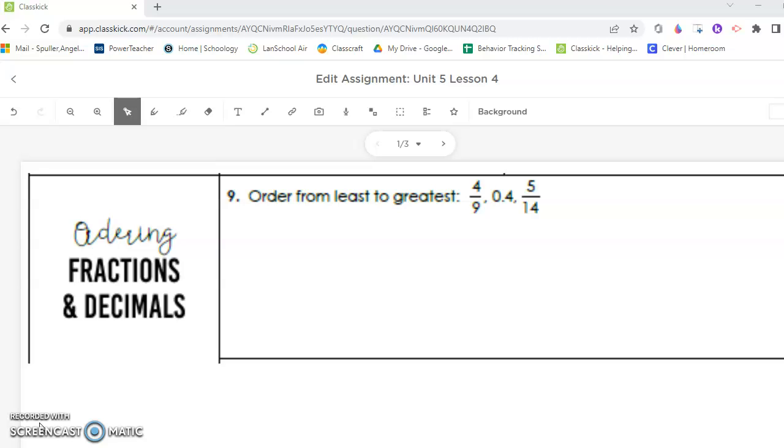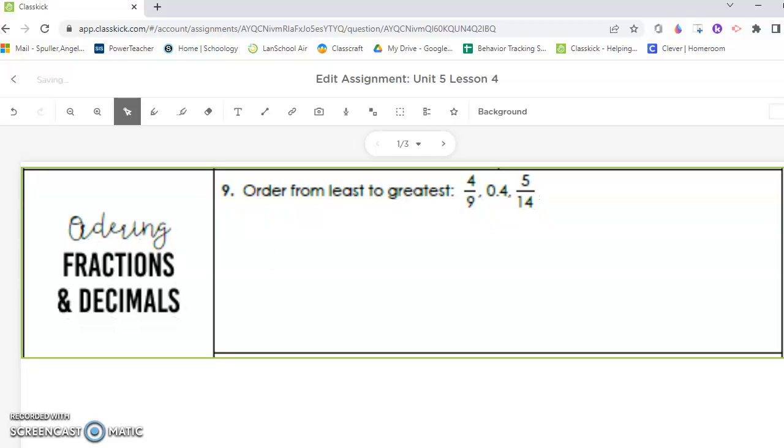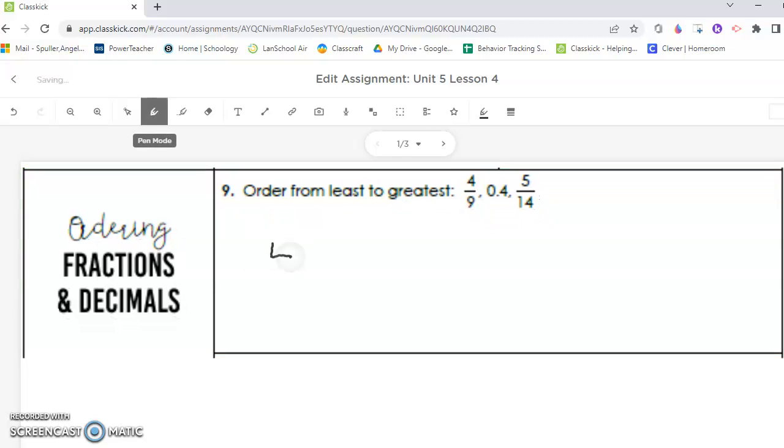Now remember, in the last lesson we learned how to compare fractions. We took a fraction and made it into a decimal, so they were all decimals and we could see them. So to order them, we have to do the same thing. We have to get them in a form where we can compare them first, right? So let's take, let me get my pen, 4 and divide it by 9.